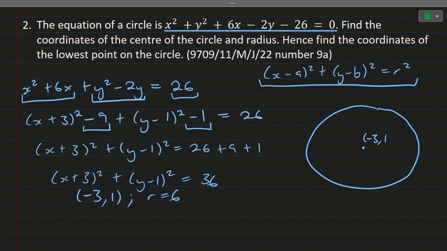And we want to find the lowest point on the circle, so that would be this point. Since our radius is 6 units, if we move straight down by 6 units, it means we're subtracting 6 units from 1. So the coordinates of the lowest point would have x-coordinate -3, and then 1 minus 6 is -5. So it has -3, -5 as its coordinates. And that's the final answer.